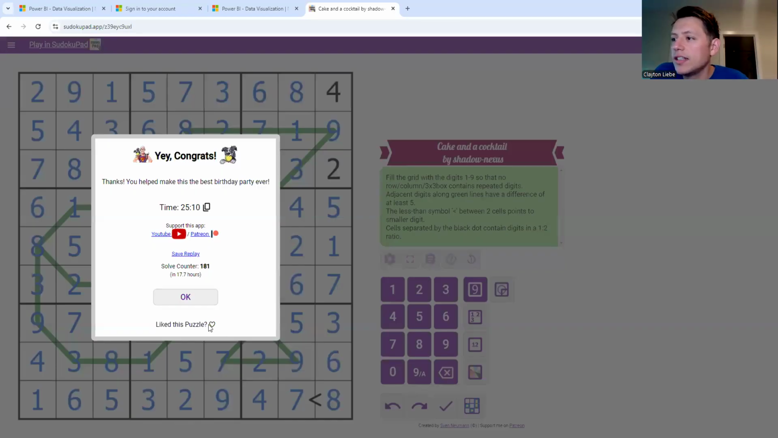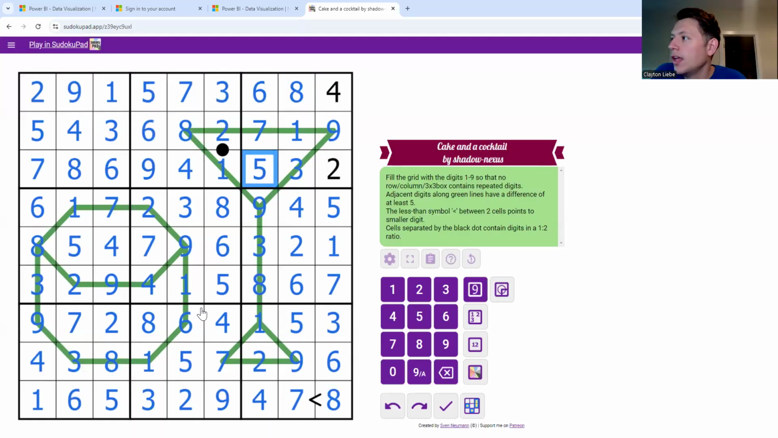25 minutes, 10 seconds. I did like this puzzle. Very, very fun. 181 people have solved it in 17 hours. Shadow-nexus. Great puzzle. I hope everyone gives it a try.